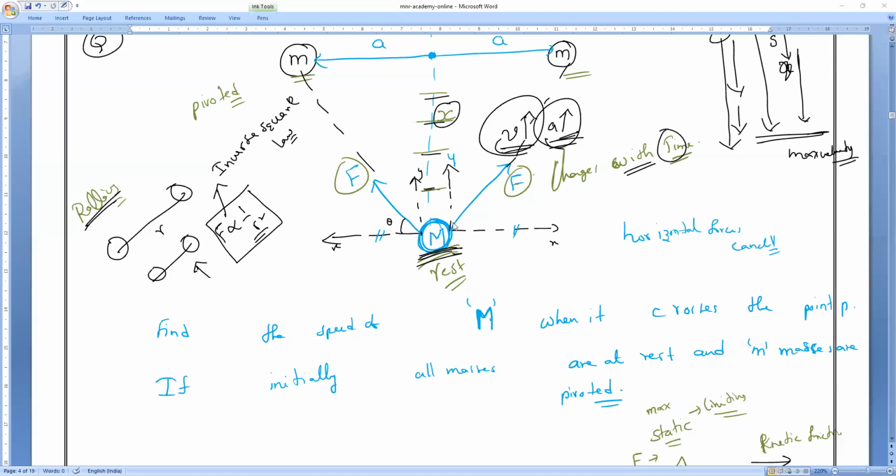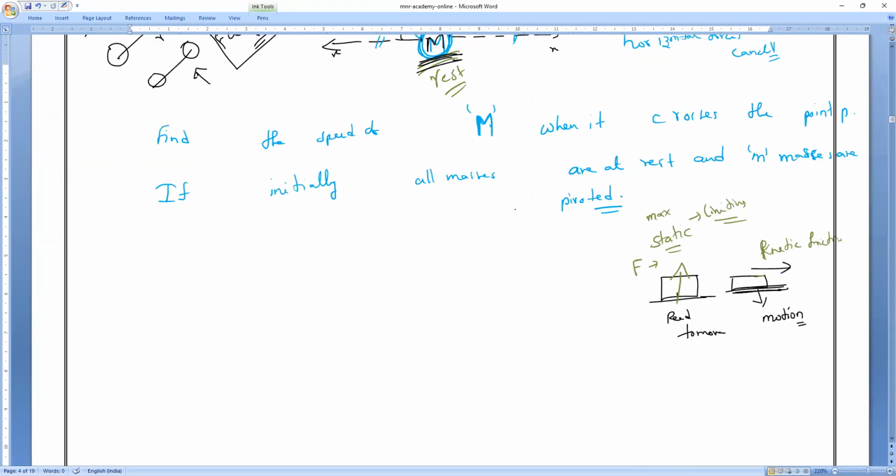So if the body, this capital M, is trying to come closer to these fixed masses, the pivoted masses, then the velocity of the body increases and acceleration also increases. As we know, momentum remains whatever it is, and the potential difference remains constant. That means mechanical energy remains constant. So, conservation of mechanical energy: initial mechanical energy is equal to final mechanical energy.